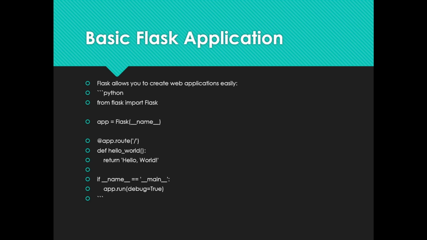We define a route for the home page using the app.route decorator. This route maps the URL to a Python function called hello. When someone visits the home page, it will display hello world. Finally, the app.run function runs the Flask web server locally.